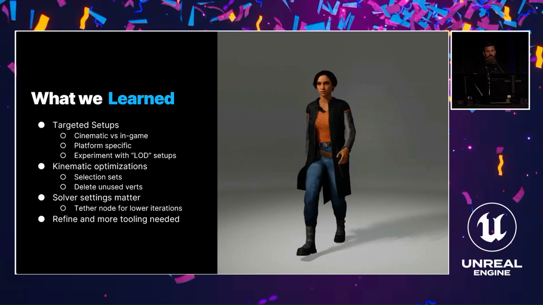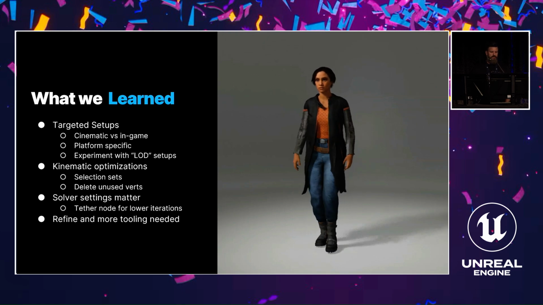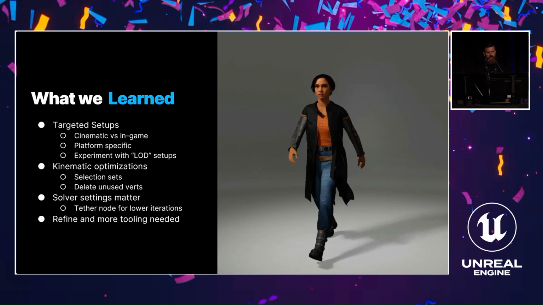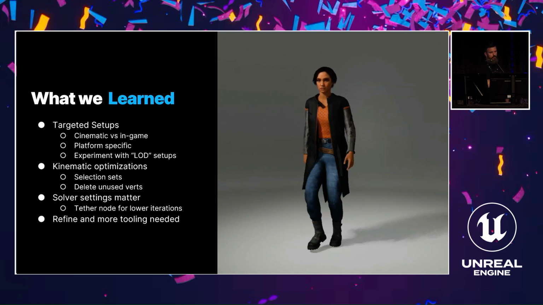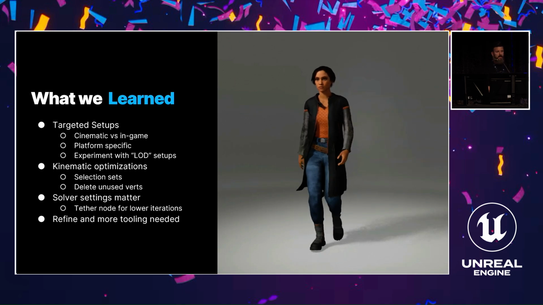The kinematic collider is awesome, and it's quite cheap computationally. Outside of simple collision needs, I'll likely use this going forward. And you can further optimize it through selection sets. You can reduce the verts that it's actually colliding with, and you can also delete sections, so that will help with performance as well.